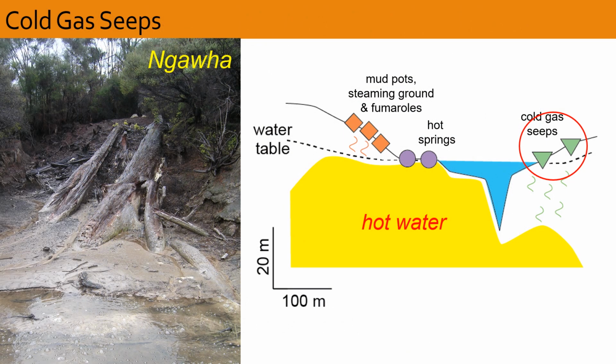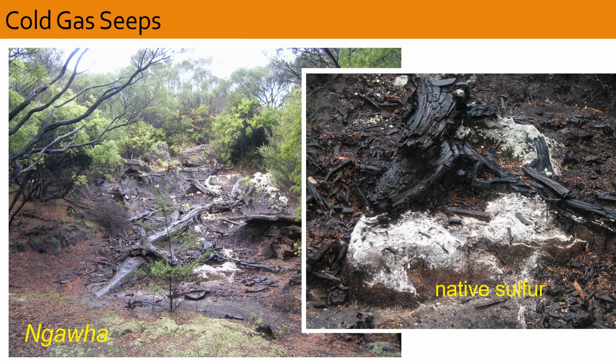The third type of surface feature comprises cold gas seeps. In the foreground, carbon dioxide bubbles through a pool of cold water, while a large log and small clearing behind it represent a cold gas seep. Here, another cold gas seep is represented by the clearing in densely vegetated bush, and it comes with pale yellow deposits of native sulfur. These surface features form mainly above the water table, sometimes by several hundred meters.